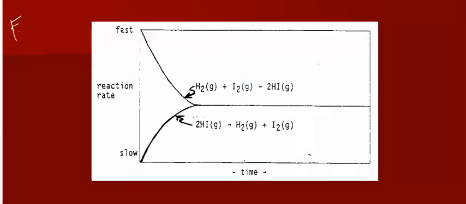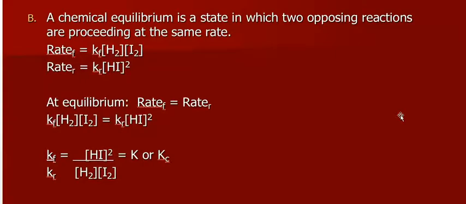The forward rate is up here. The forward rate proceeds very quickly at first. The reverse rate is down here. Initially, the reverse rate is 0 because there's no product, but it starts to pick up over time, and eventually those two rates become equal, and we are at a state of equilibrium. So chemical equilibrium is a state in which two opposing reactions are proceeding at the same rate.